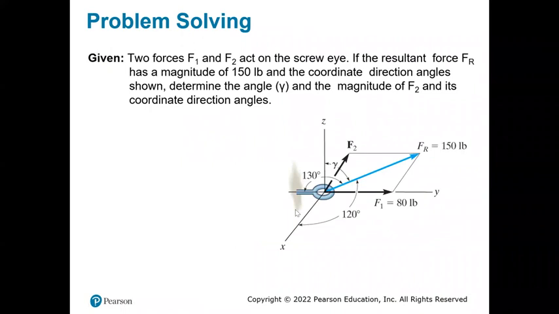Okay, let's look into this problem. We have two forces F1 and F2 which act on the screw eye. If the resultant force Fr has a magnitude of 150 pounds and the coordinate direction angles are also given, you are asked to determine the angle gamma and the magnitude of F2. In this case, the resultant of our two forces is given, that is 150, and we don't know F2, but we know F1. Also the coordinate direction angle alpha of Fr is given, and beta and gamma are not given.